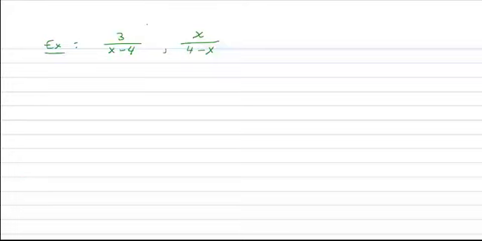Your book just loves these, so you better learn how to deal with them. They throw them in every place. Here we have x minus 4 as the denominator, and here we have 4 minus x as the denominator. They're not exactly the same.